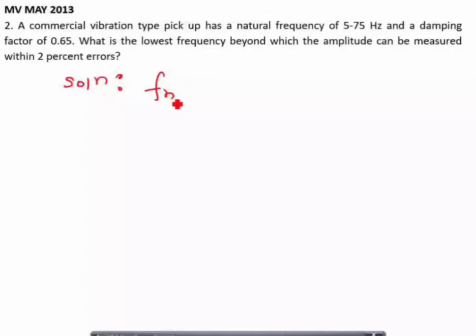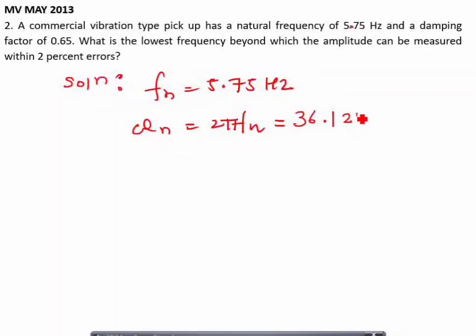So they have given Fn 5.75 Hertz. So from this you can easily calculate omega n, which is equal to 2 pi Fn, right? So 2 pi Fn is nothing but 2 into pi, multiplied by 5.75. So we are getting the answer 36.1283 radian per second. Okay. And the damping factor they have given is zeta is equal to 0.65.